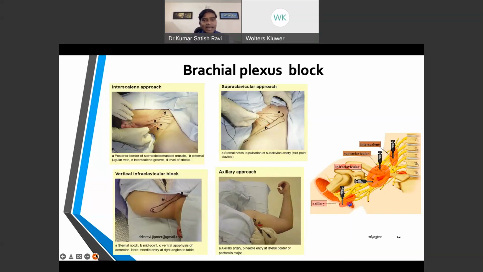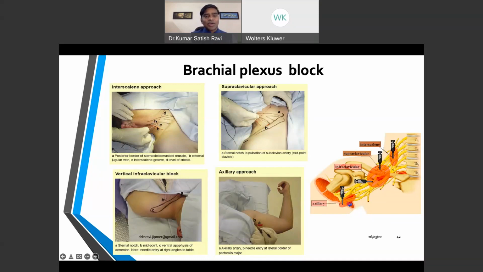In that, there will be temporary blocking of sensation and temporary blocking of the ability to move the upper extremity. The patient can remain awake during the surgical process. Over here, you can see this is the posterior border of the sternocleidomastoid muscle, right?